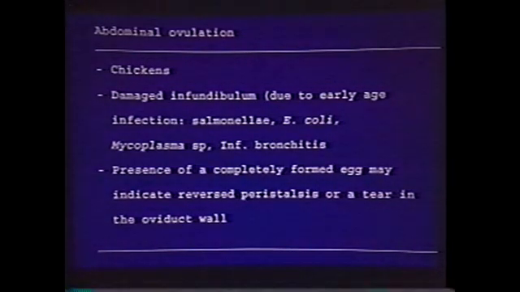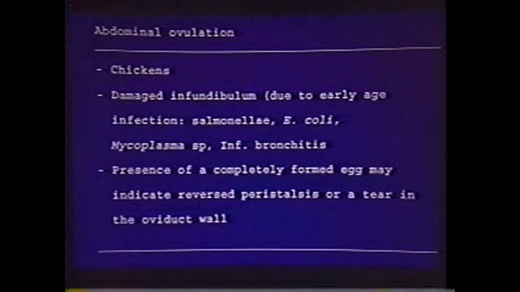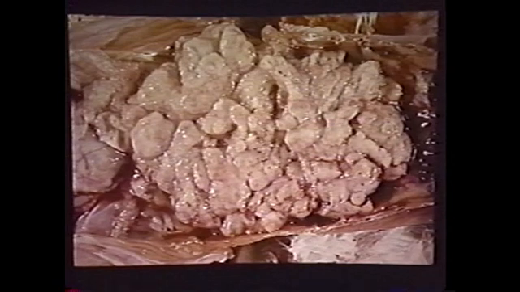Early infection with E. coli, Salmonella, Mycoplasma, and I remember infectious bronchitis. Some strains affect the kidneys, some strains cause damage to the uterus. So early-age infectious bronchitis or Mycoplasma can cause damage to the oviduct, which results later on in abdominal ovulation.